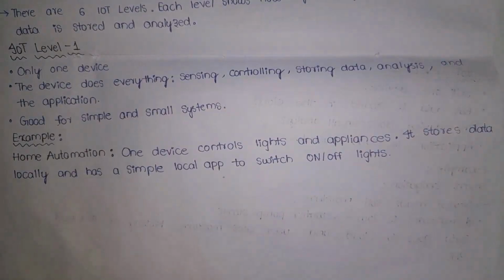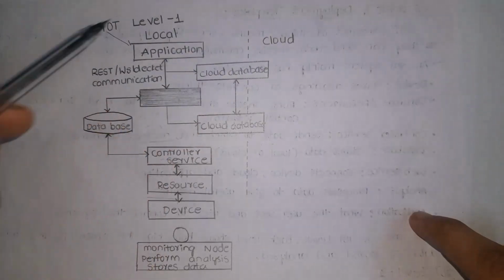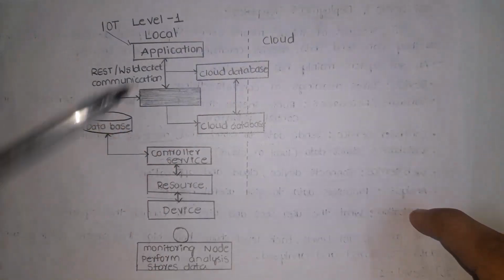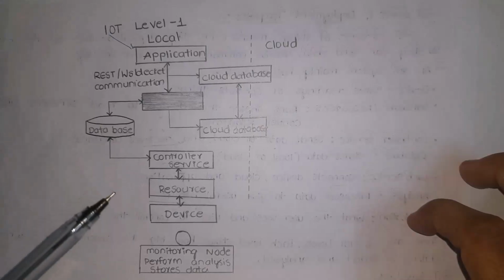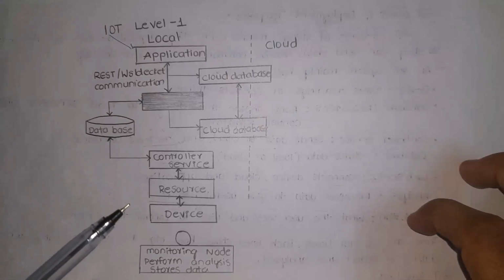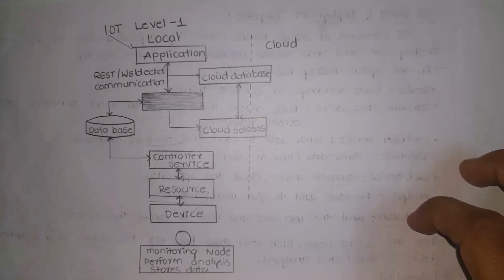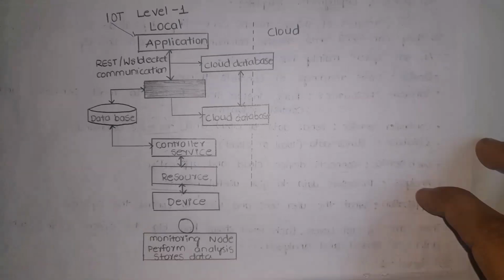This is the diagram. Instead of cloud, all things are present in the device itself, like application, database, and controller, which acts as the brain. And there are so many kinds of resources like sensors, actuators, and some hardware devices. All are present in the device itself, and all these things are done locally, that is, in the device itself. This is all about IoT level 1.